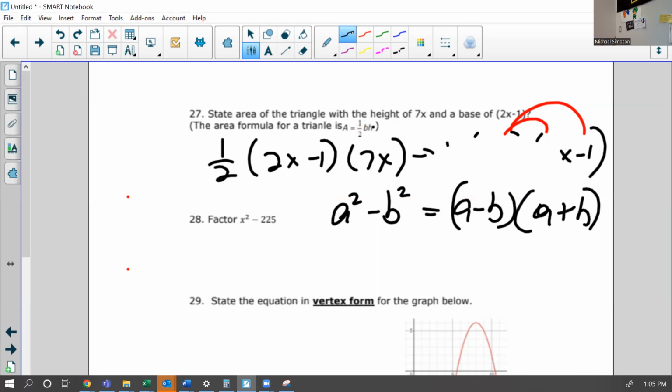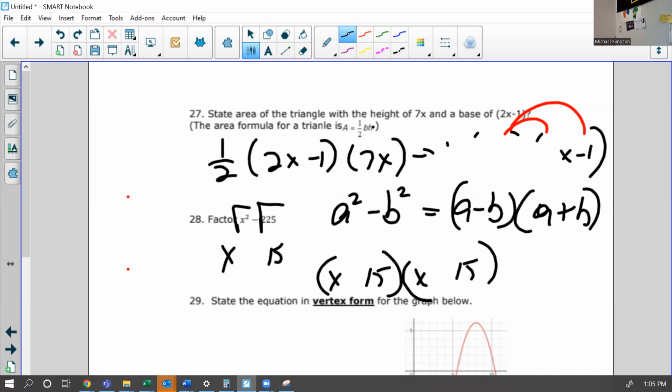All right. So all you got to do is, remember in class, we did this, take the square root of x squared, and the square root of 225. That's going to give me x, and 225 is 15. And so I'm going to have two factors now. They're both going to have x and 15, and you just put a one gets a minus sign, one gets a plus sign. That's something you got to recognize whenever you see an expression like that. It's the difference of two perfect squares.